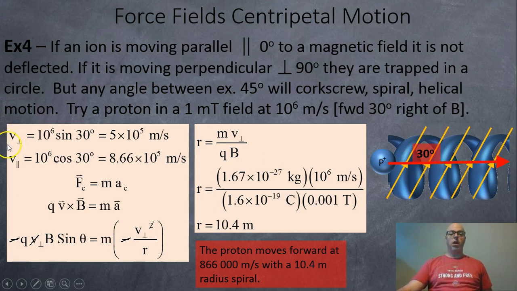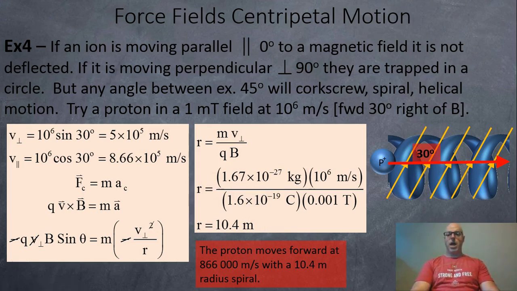First you have to find the centripetal and tangential vector components. The perpendicular component would be 10 to the 6 sine 30 degrees, or 5 times 10 to the 5, and this is going to cause the circular motion. The undeflected portion is going to be 10 to the 6 times cos 30, or approximately 8.66 times 10 to the 5 meters per second. For the centripetal motion, we get qv cross B, with our 90 degrees right there, and we can find out what the radius is going to be.